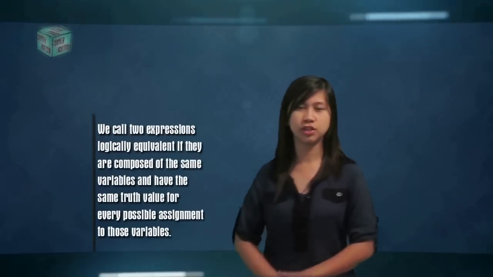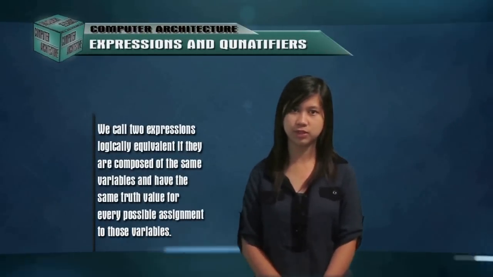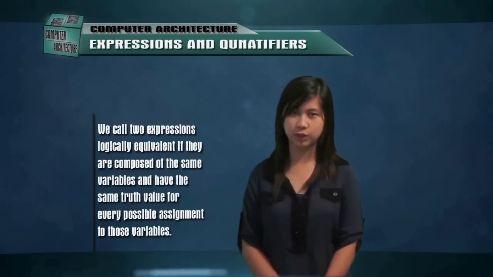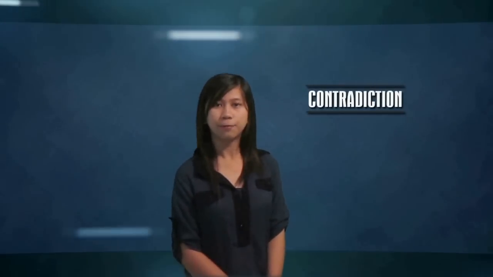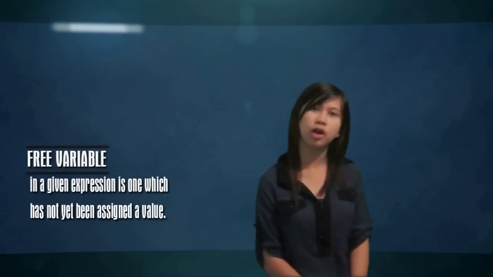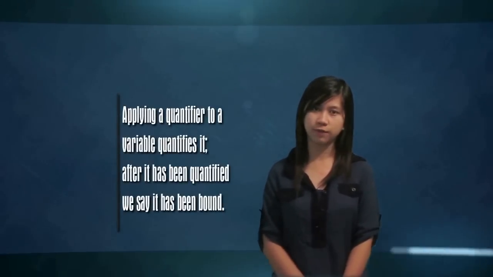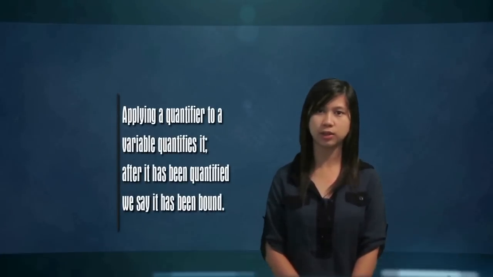We call two expressions logically equivalent if they are composed of the same variables and have the same truth value for every possible assignment to those variables. An expression which is equivalent to true, no matter what values are assigned to any variables, is called a tautology. An expression which is equivalent to false is called a contradiction. A free variable in a given expression is one which has not yet been assigned a value. And applying a quantifier to a variable quantifies it; after it has been quantified, we say it has been bound.